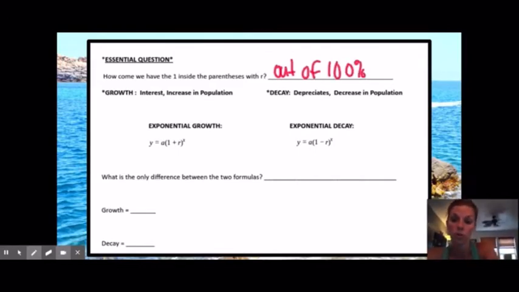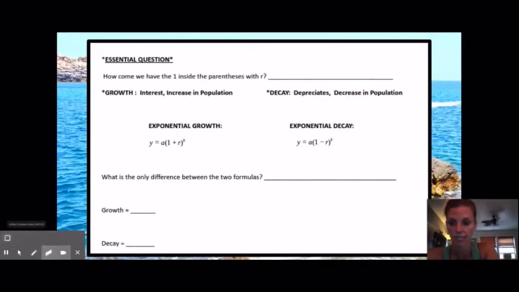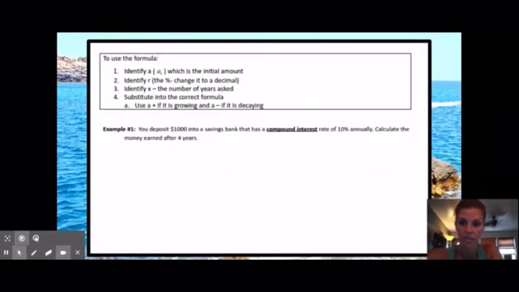Okay. Some words for growth. So if you see interest or increase, you know you're going to use the growth formula. If you see depreciates or decreases, you'll use the minus. See, the only difference between the two formulas is that growth has a plus and decay has a minus. Everything else means the exact same and looks the same. So to use this, you're just going to write down the formula, identify each piece, and plug and chug.